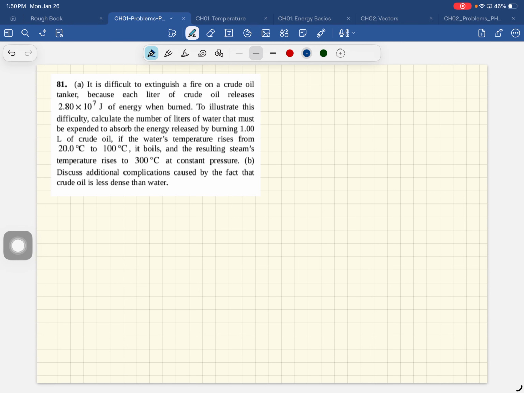kg. Okay, so that's the mass of water you would need to deposit. And well, we want the volume. So volume is, density is mass over volume, so mass over density, 9.34 kg. And the density of water is 1 kg per liter. Okay, so 9.34 liters.